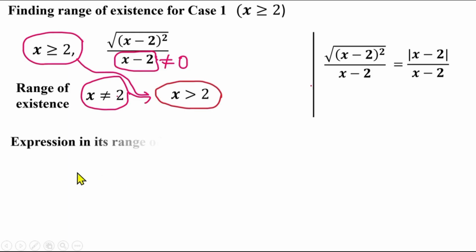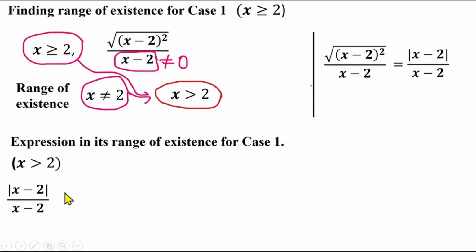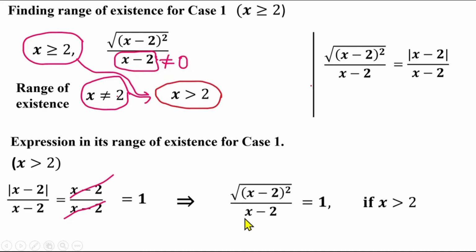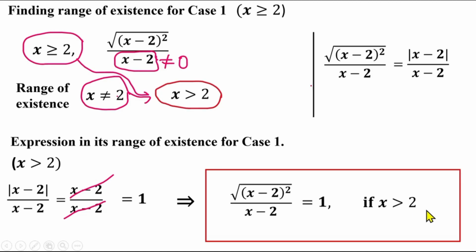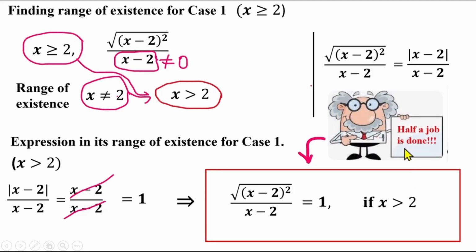Now we write the expression in this range. Let's do this. We replace modulus of x minus 2 with x minus 2. Now this x minus 2 and this one are not equal to 0, so we can cancel them. And we have here 1. So we have the following answer. Our expression equals 1, and this is valid for x greater than 2. So we made half of the job for this time.